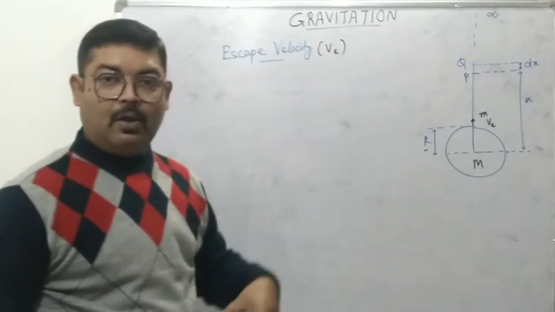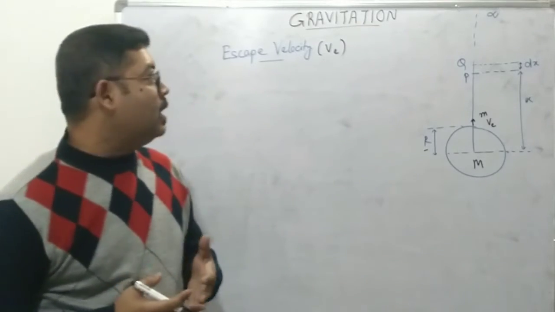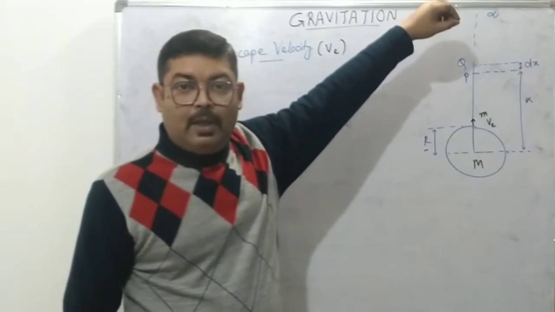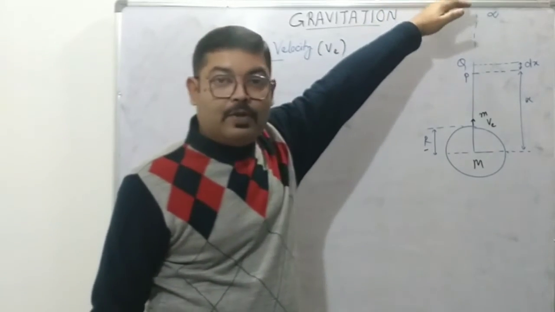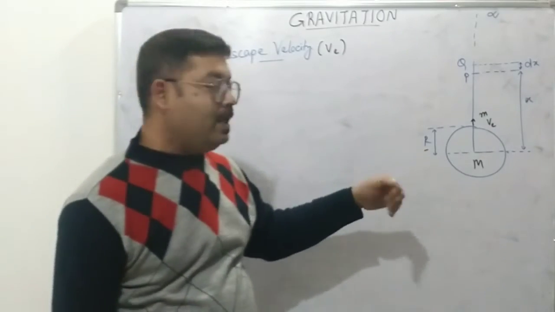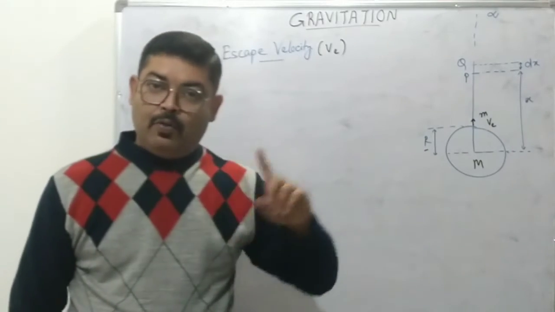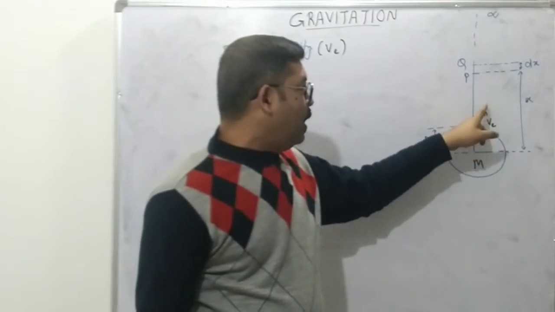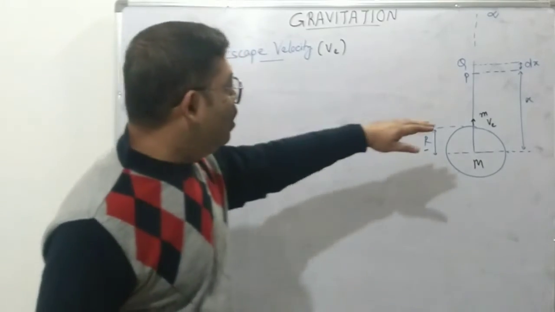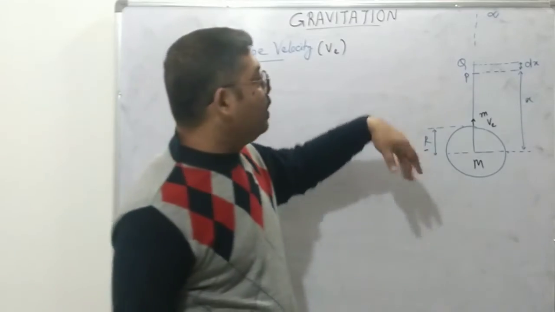So this is quite opposite to what we have been discussing till now. What we did initially prior to this is how much work needs to be done or is done when we bring an object from infinity to a given point within the gravitational field. Now what we are saying is that the object is inside the gravitational field, on the surface of the planet. We want to give some amount of energy to it so that it is able to overcome the Earth's field and go to infinity.